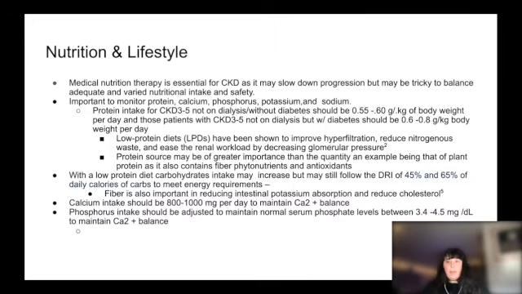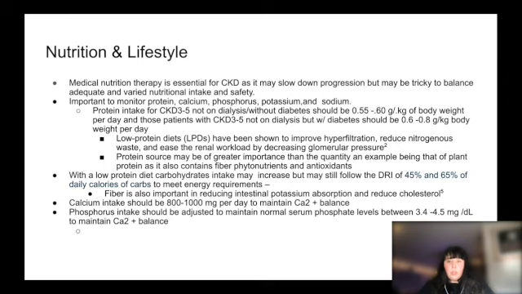Nutrition and lifestyle. Medical nutrition therapy is essential for CKD patients as it may slow down progression. It is important to monitor protein, calcium, phosphorus, potassium, and sodium. CKD patients in stages 3 through 5 should consume between 0.5 and 0.8 grams of protein per kilogram of body weight, depending on the presence of diabetes and or dialysis. Low-protein diets have been shown to improve renal workload.